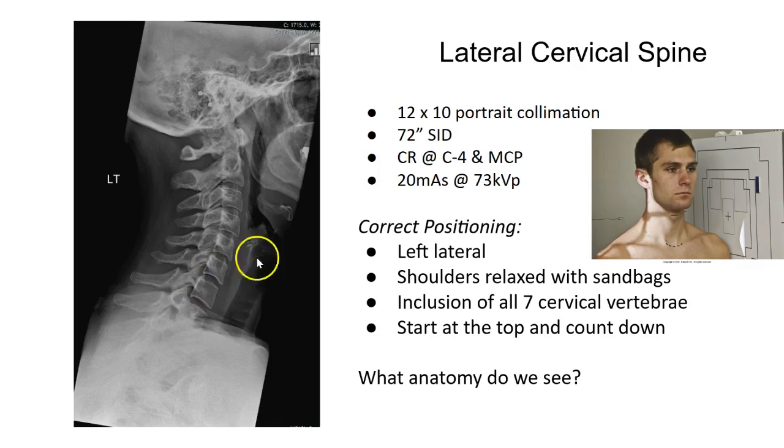Remember, you will not see the Z-joints between C1 and C2 in the lateral. Notice there's no diagonal line here. Remember, you have to do the AP open mouth to visualize the Z-joints between C1 and C2, and we'll look at that picture in a little bit.